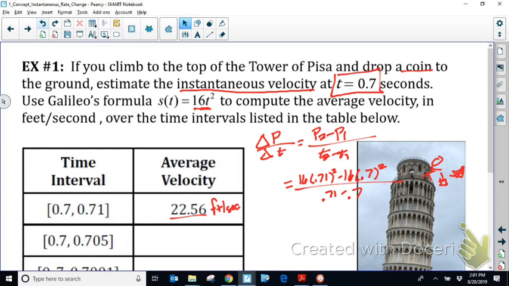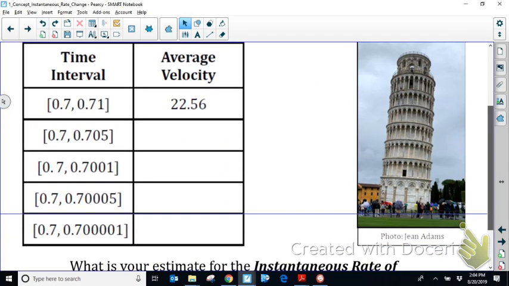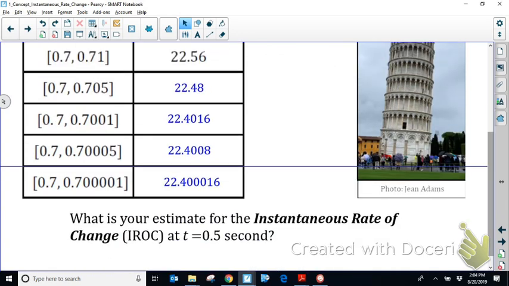Now here, this is an average velocity. We want to try to estimate what the instantaneous velocity is, so we're going to make that time interval in the denominator smaller and smaller and smaller so we can get a good approximation of it. Right now in the first example, 0.71 minus 0.7 gives you a difference of 100ths of a second, but in the big picture, that's not a big difference. So now that you've had an opportunity to see how we came up with the 22.56, you can find the next four values in the table and see that as the time interval gets closer and closer to zero, it gets smaller and smaller and smaller.